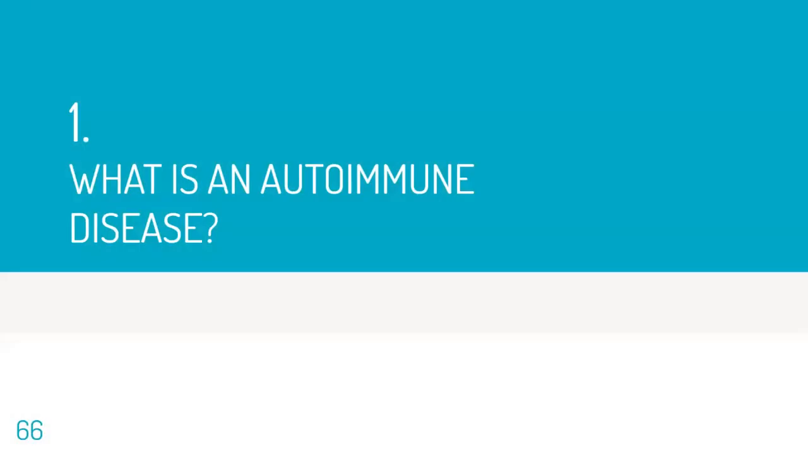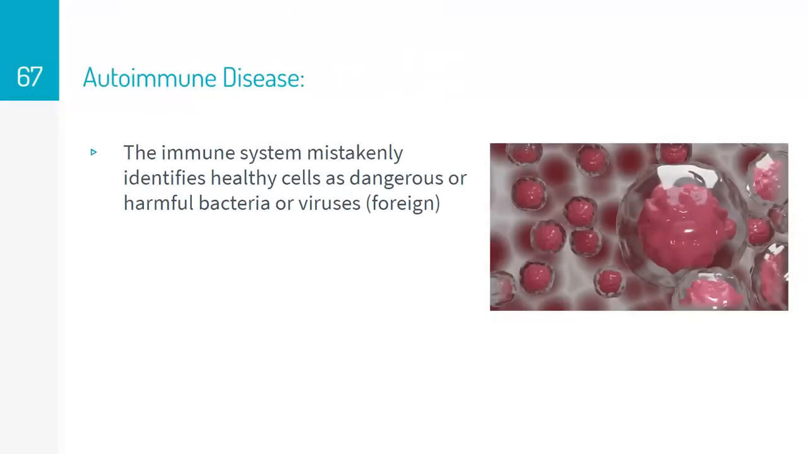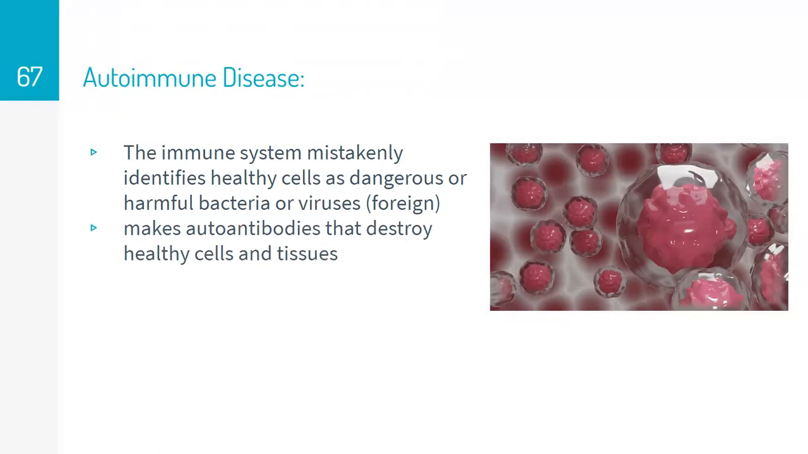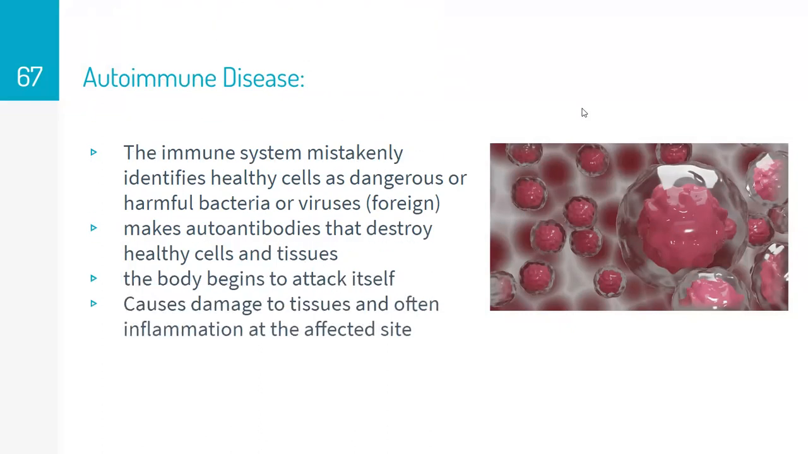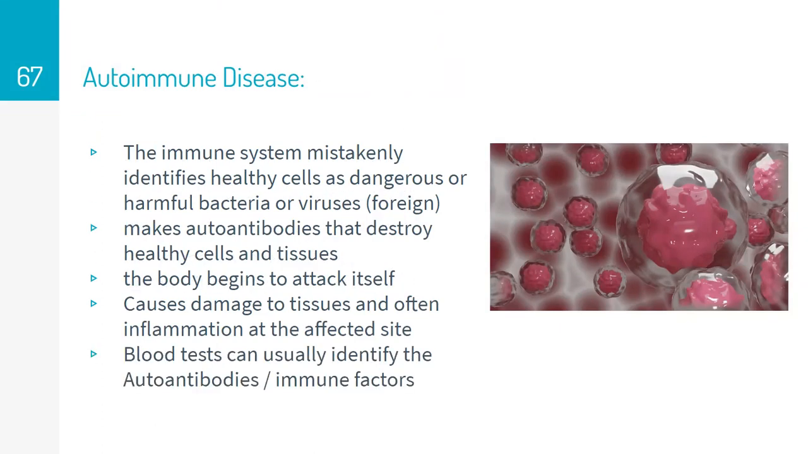So, to start off, we'll first define what an autoimmune disease is. Basically, the immune system can make a mistake and identify healthy cells as dangerous or harmful cells, like bacteria or virus. And then the immune system makes autoantibodies that destroy these healthy cells and tissues, and the body basically begins to attack itself. So this attacking process causes damage to the tissues and inflammation of the affected area.